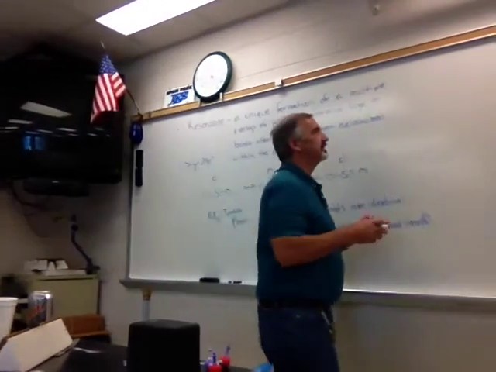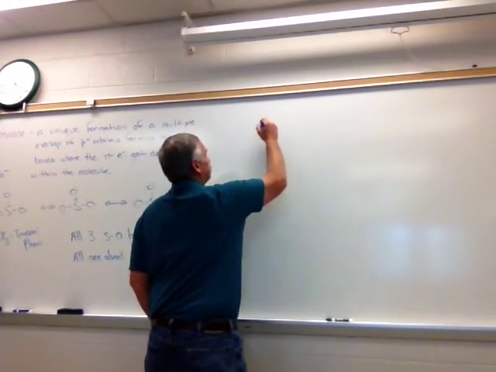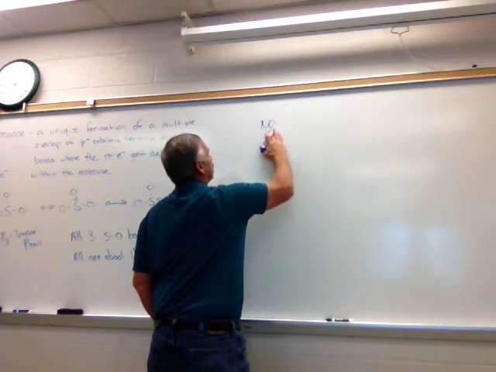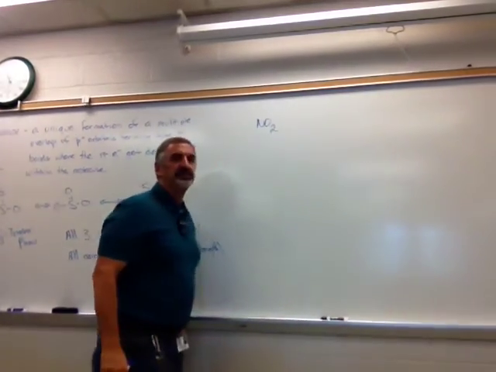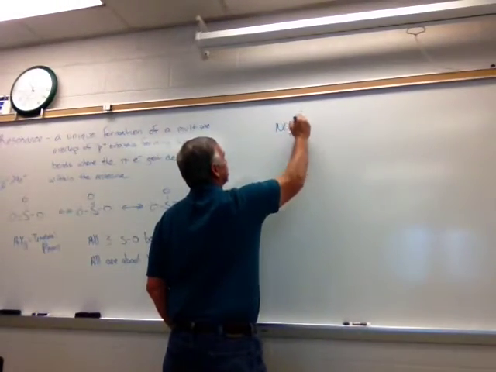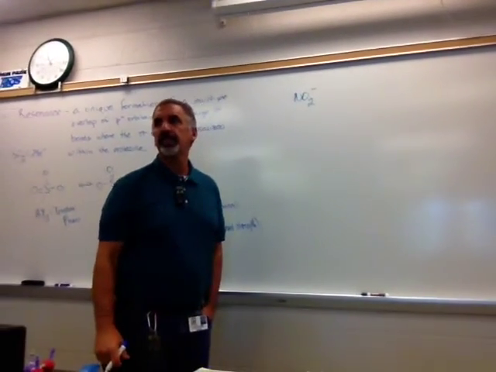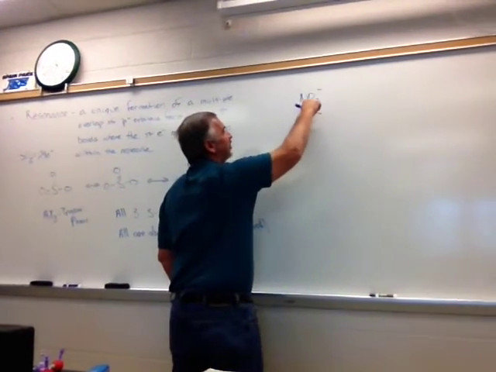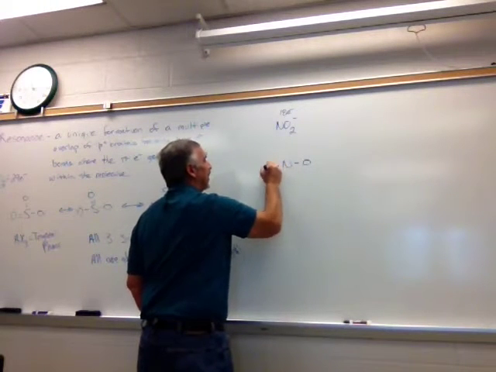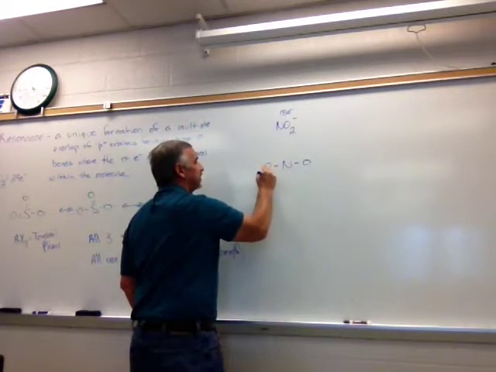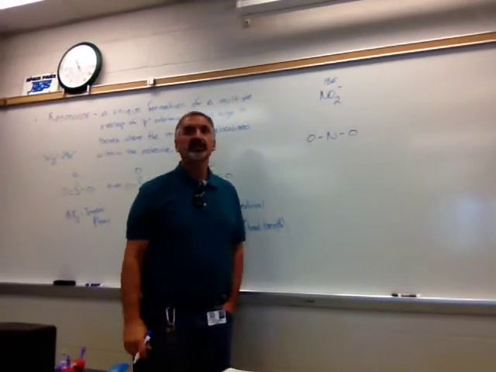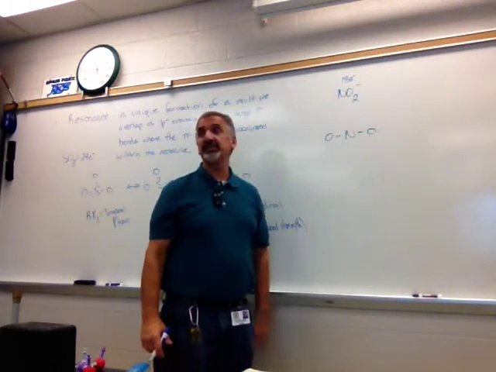So if we look at NO2, it's going to have to be NO2 minus. This has 5 plus 12, 17, 18 electrons. So the nitrogen, oxygen, oxygen, 2, 4, 6, 8, 10, 12, 14, 16, 18. Again, it's NO2 minus. So now what's the deal?